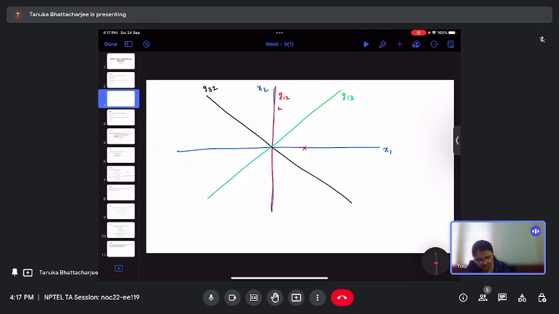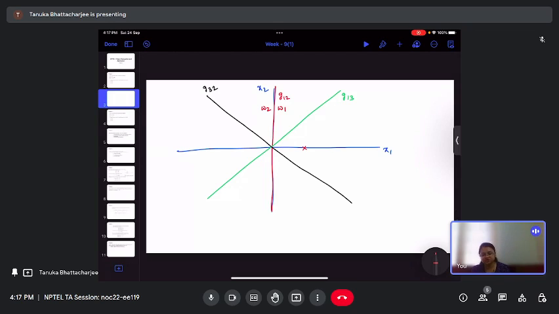So this side is your omega 1 and this side is your omega 2. Similarly, we will have to see for each of the decision boundaries. Each decision boundary is basically dividing the entire feature space into two half spaces. Each of the half spaces belongs to one class.